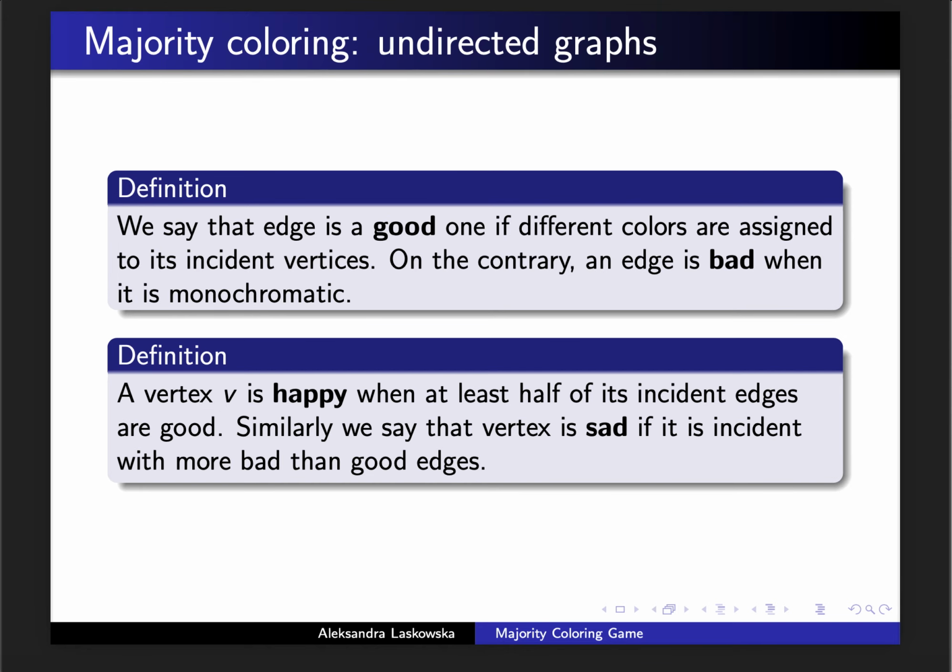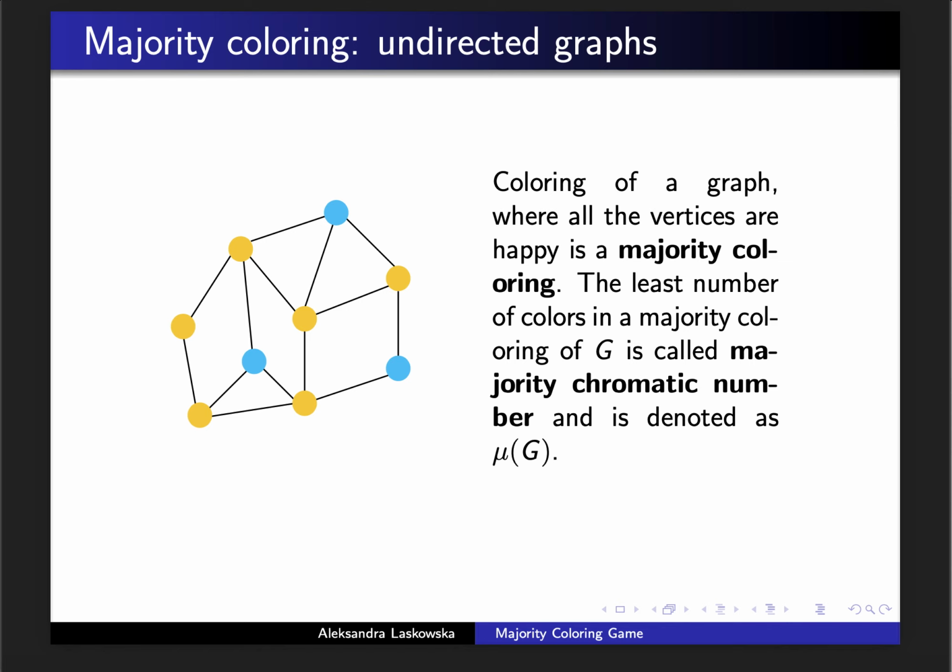And we also say that a vertex is happy if it is incident with at least as many good edges as bad edges. So in other words, at least half of incident edges must be good, and otherwise the vertex is sad. Now a coloring where all the vertices are happy is majority coloring. And similarly to proper coloring, the least number of colors needed to color a graph in such a way, in majority coloring way, is called majority chromatic number.